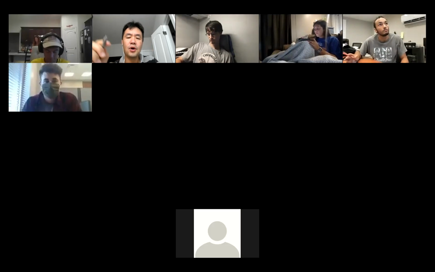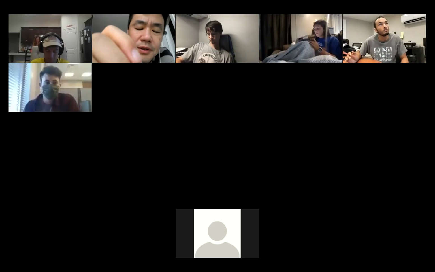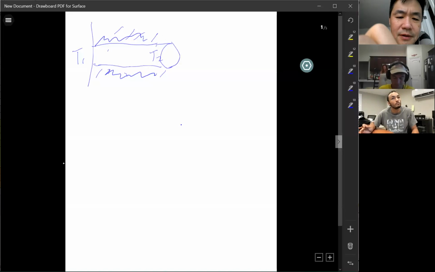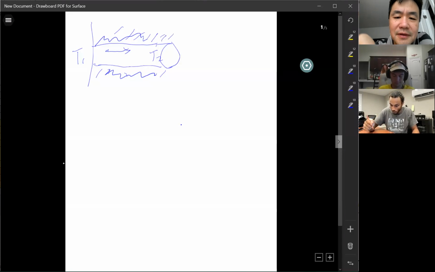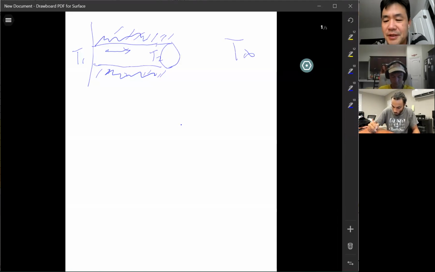Okay, so this is the typical conduction problem, right? You know it. If the water temperature is higher and T1 is greater than T2, you have heat transfer in this direction, from high to low. Okay, what about at the end of this rod, exposed to the environment? Let's say you have a room temperature, T infinity.